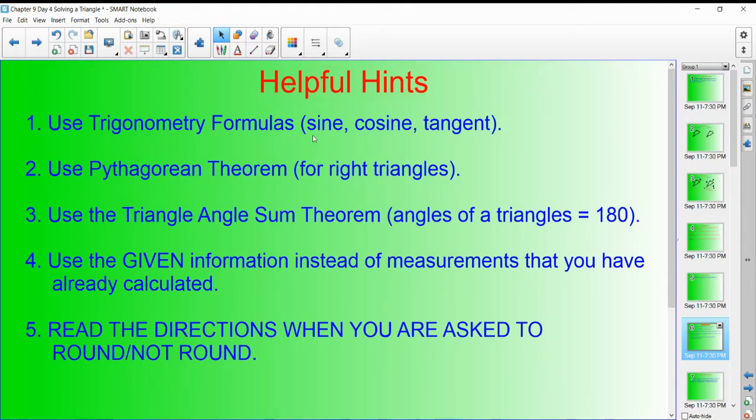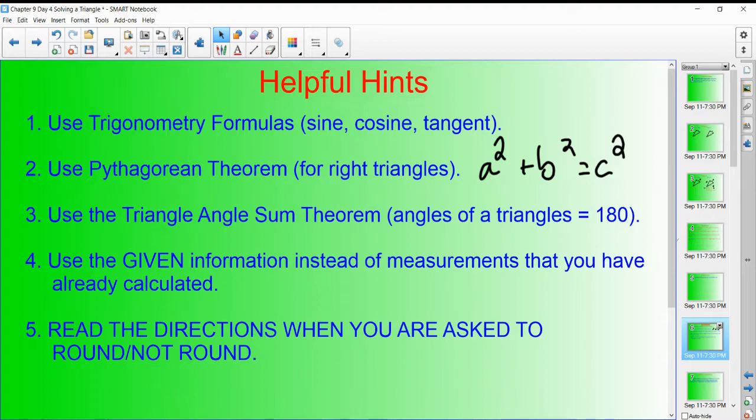Okay, we now know the sine and the cosine and tangent ratios. We know SOHCAHTOA. We know if it's a right triangle, the Pythagorean theorem. So we know a squared plus b squared equals c squared, where c is the hypotenuse. We've learned in geometry that the three angles of a triangle add up to 180. So if I know two of the angles, I actually can find the third with addition.